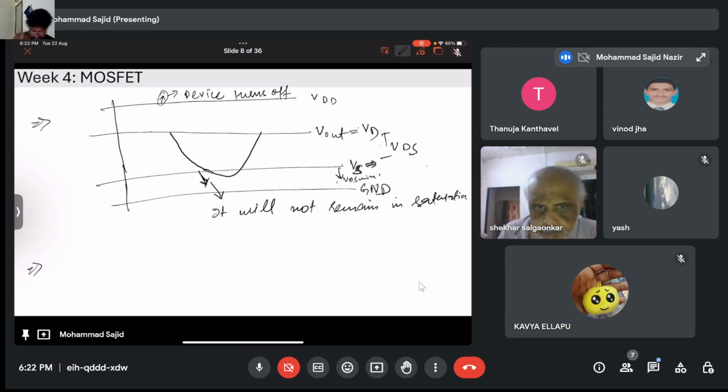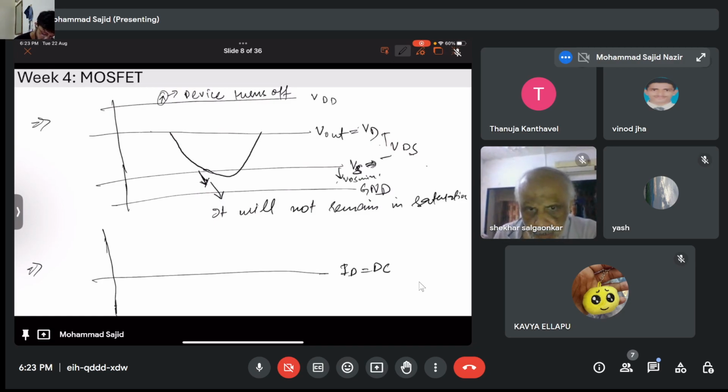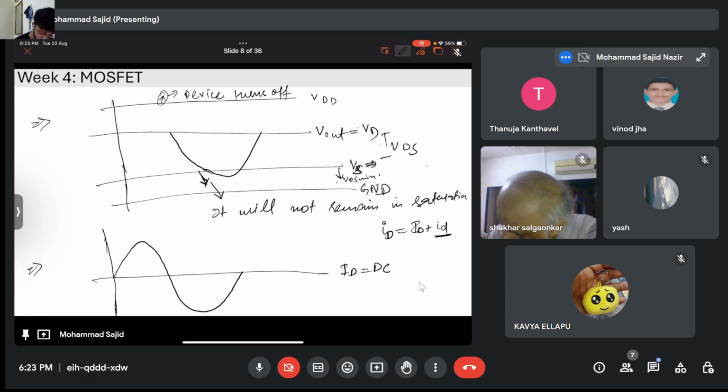Similarly, we are given that we have to find the largest swing. What is the largest swing possible? Now, in terms of current, let's say this is your DC current. This is DC, okay. On top of it, you always have ID as capital ID plus small id, right? Now you are varying this current, so this current can go above this as well as below this.